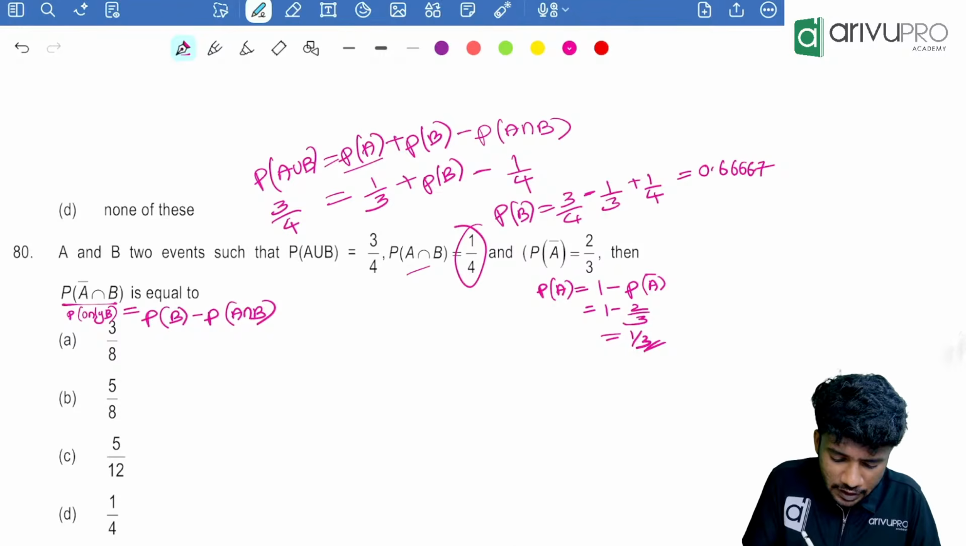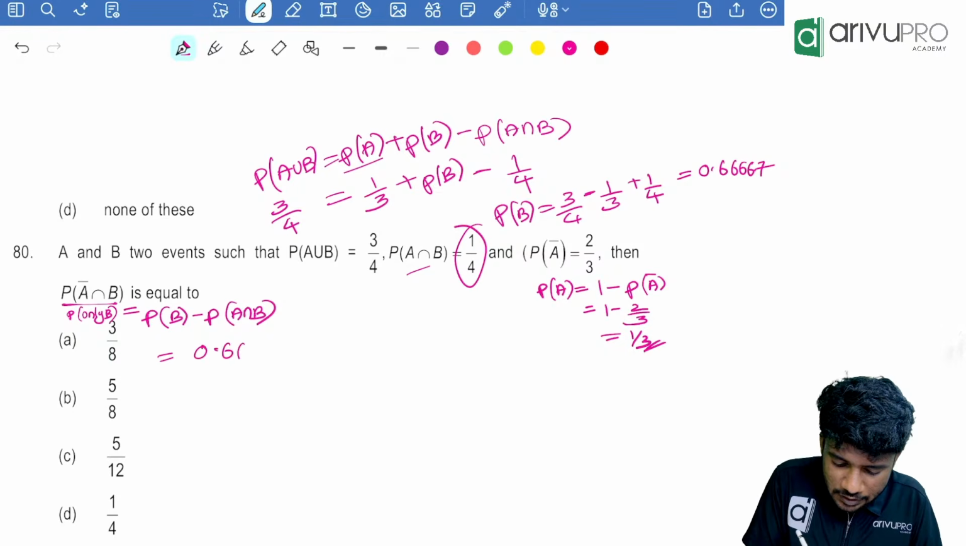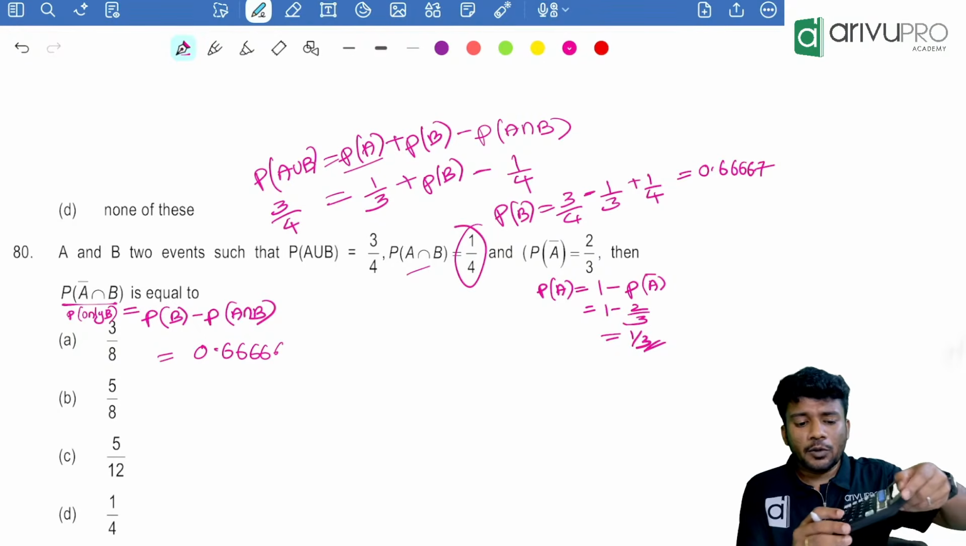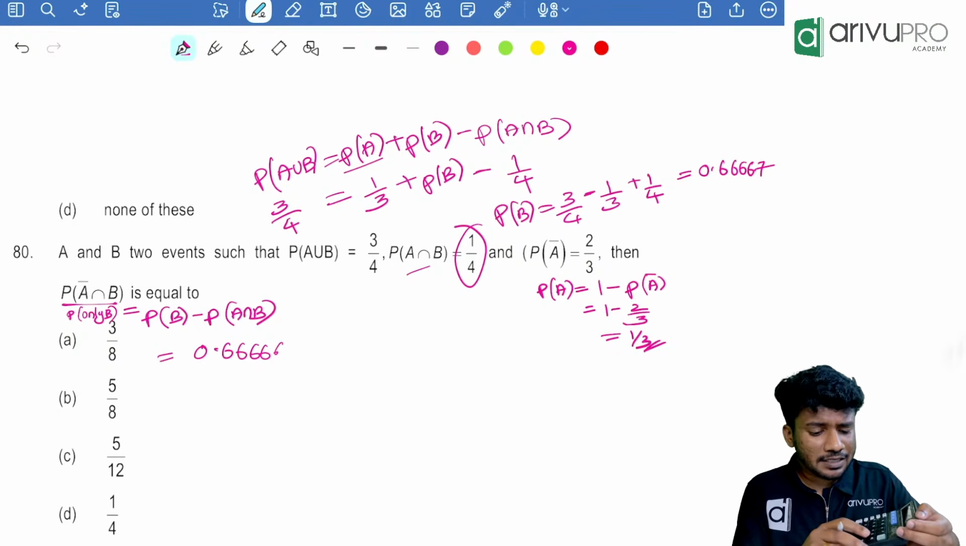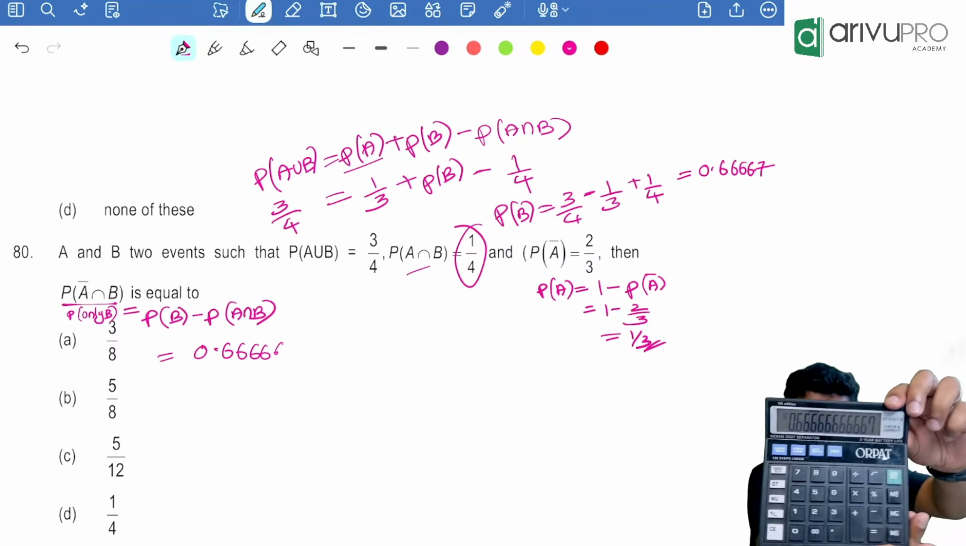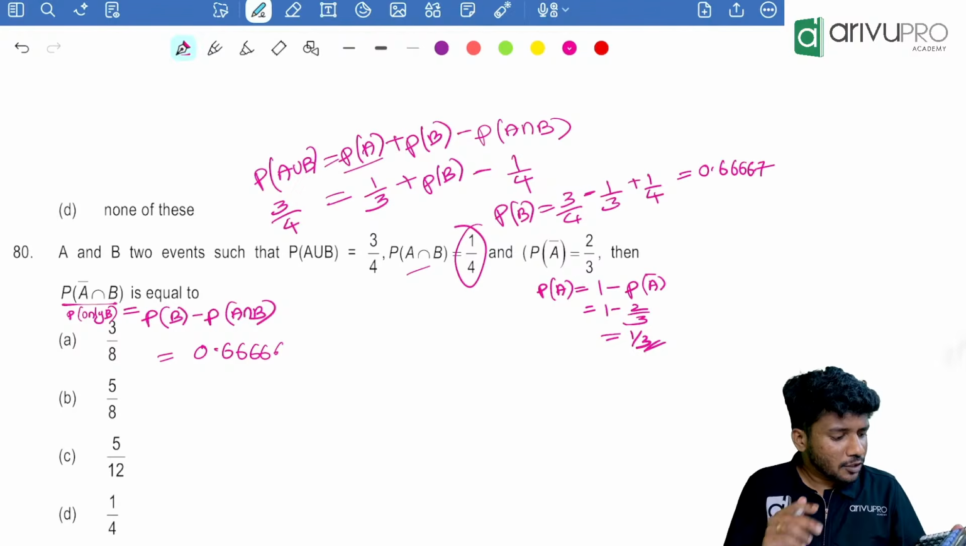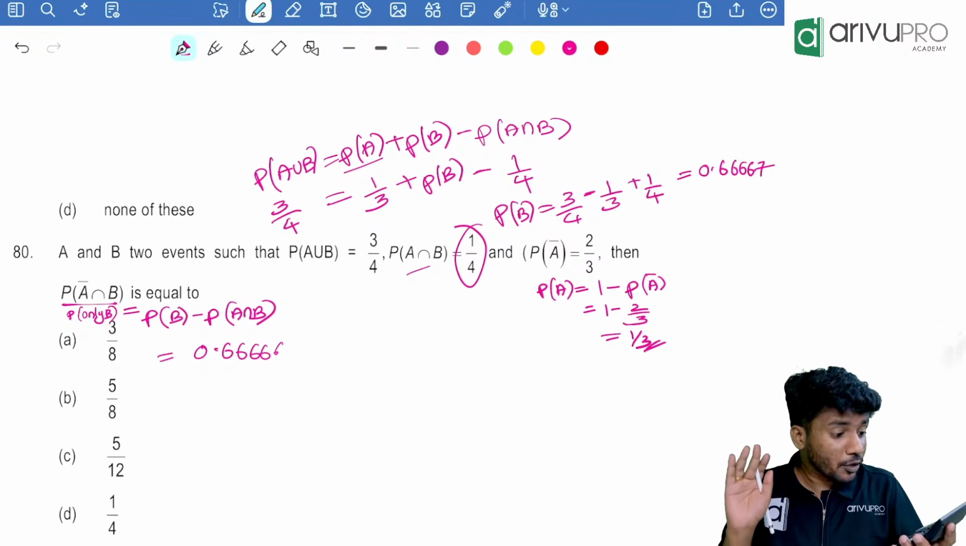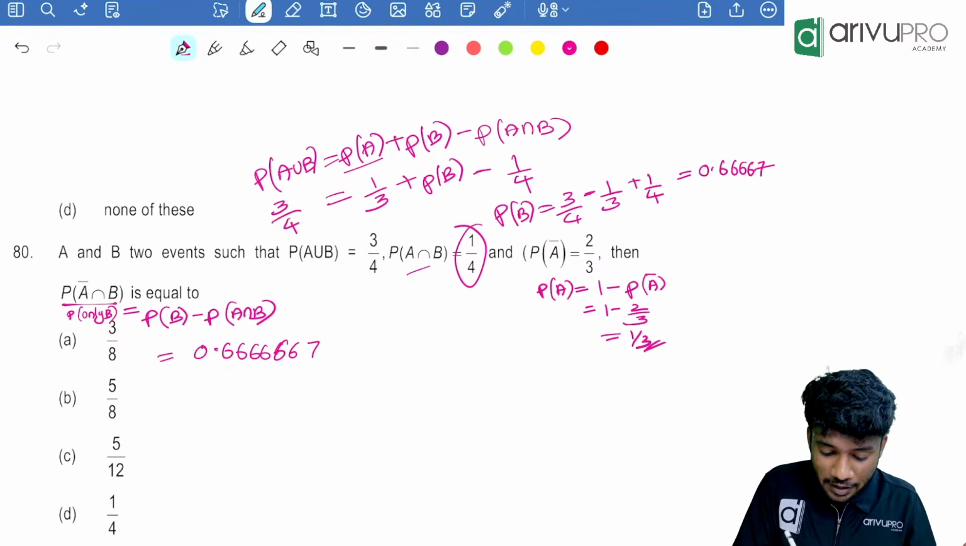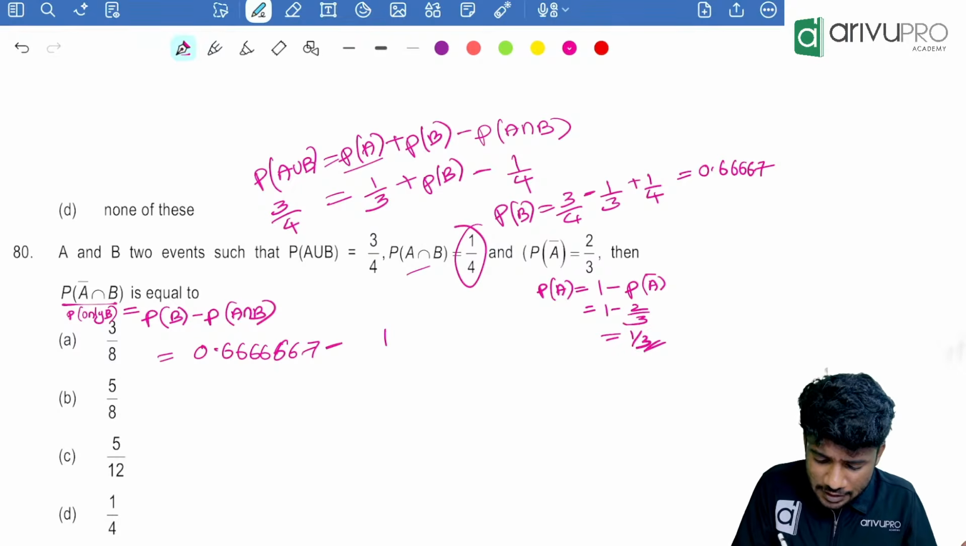Then we are going to find this, that is 0.666666, whatever value over there. Okay, click MRC 2 times and save it in memory so that you will have this in your calculator itself. Let it be there. Okay, so that you are saving it in the calculator memory, that 0.66666667 minus P of A intersection B is how much?